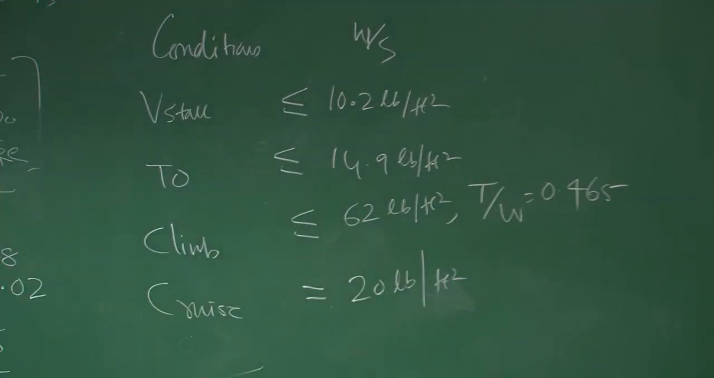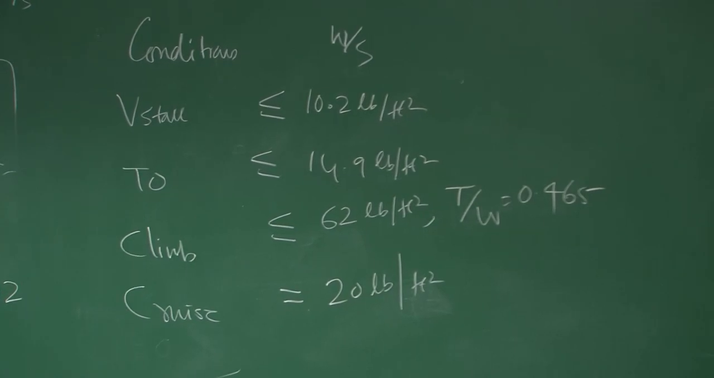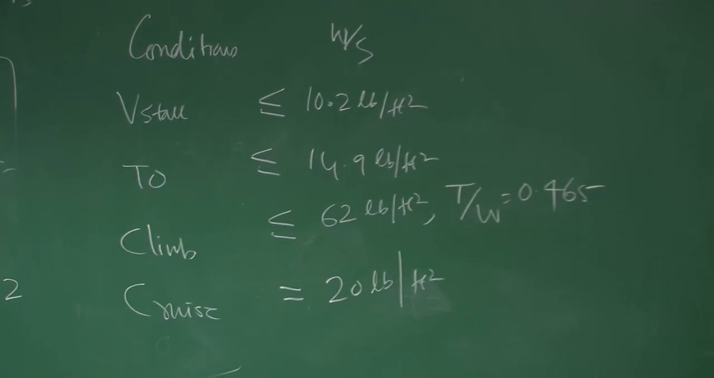So let me check whether the numbers are okay or not. For stall, I got 10.2 pound per feet square, right? For takeoff, it is 14.9 pound per feet square. For climb, T by W 0.465, and W by S is 62 pound per feet square. For cruise, it is 20 pound per feet square.